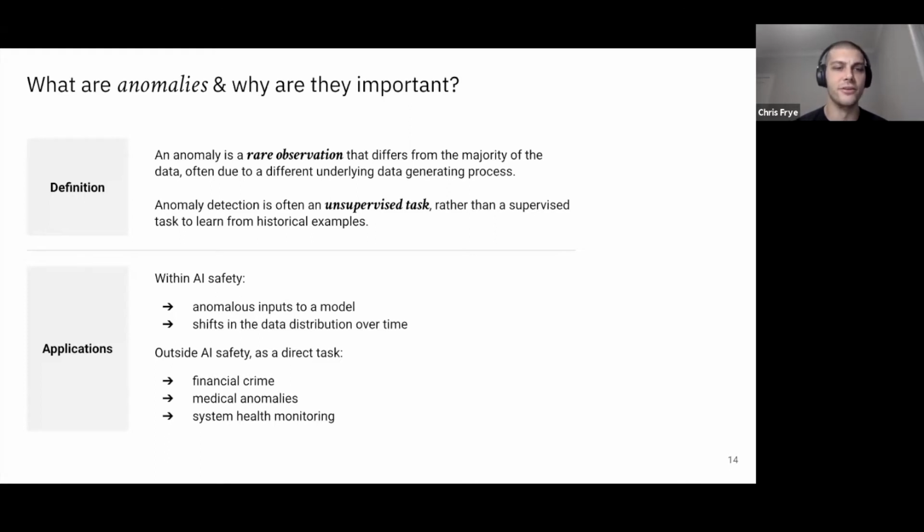It's a technique used, for example, to detect financial crime, whether that be money laundering or fraudulent transactions. And it also has applications in other fields, for example, in medicine or for system health monitoring and many other things. In today's talk, though, I'm not going to focus on any one of these particular applications. Instead, I'll speak about technical anomaly detection more generally.